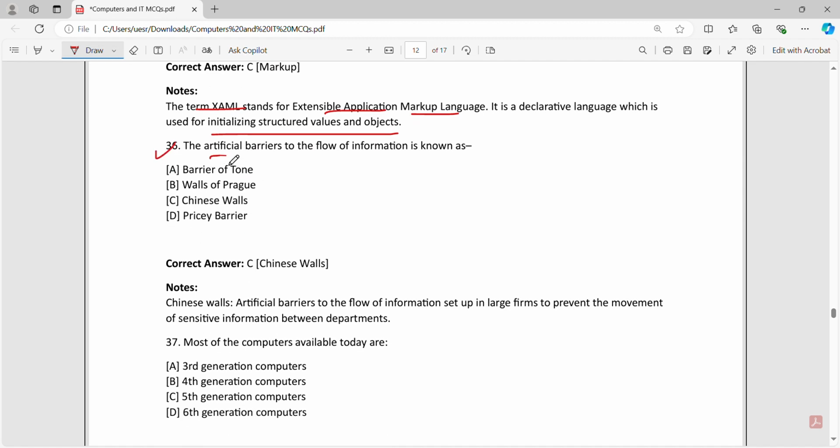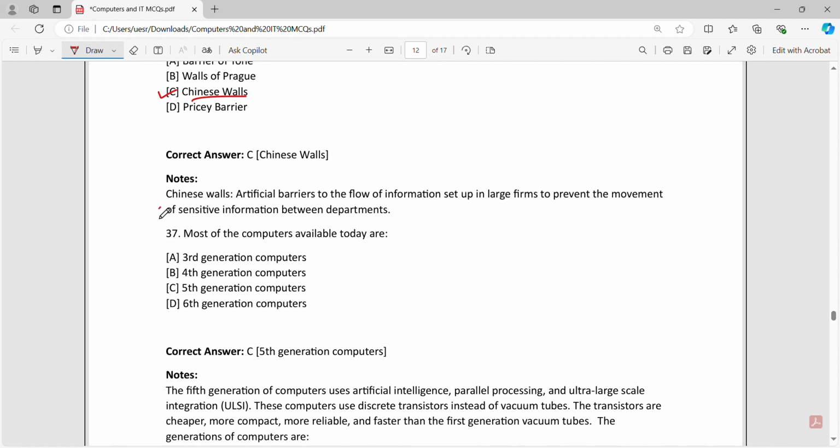36th question. The artificial barriers to the flow of information are known as C, Chinese walls. So Chinese walls are artificial barriers to the flow of information set up in large firms to prevent the movement of sensitive information between departments.